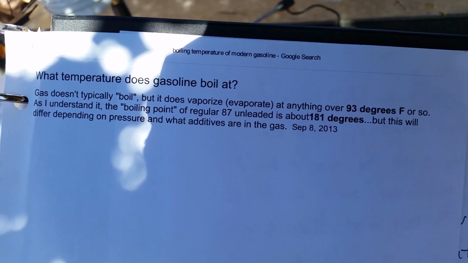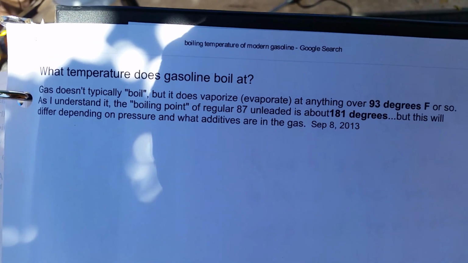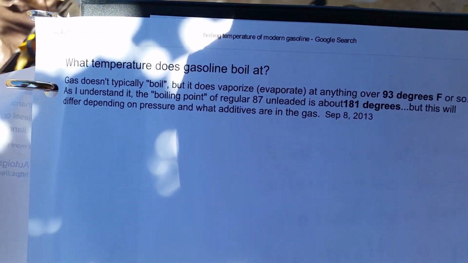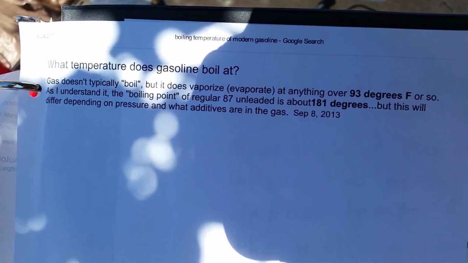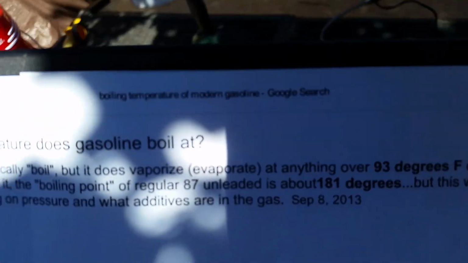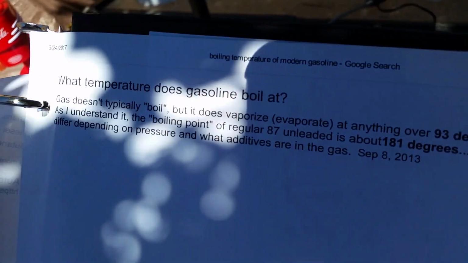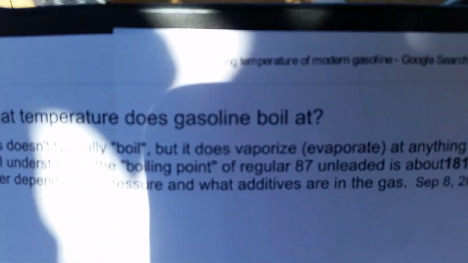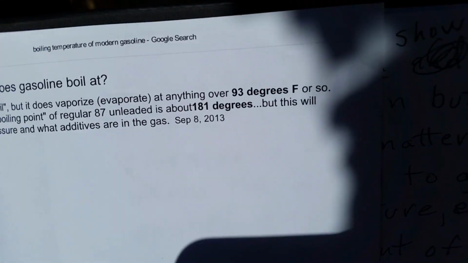It doesn't totally boil, but it does vaporize at 181 degrees. It is a boiling temperature. Okay, and at 93 degrees Fahrenheit, it will start to vaporize because of the type of liquids that they've used in the additives on the gasoline. You got it? Let me get the website, make sure. I can see that this is looked up off of Google.